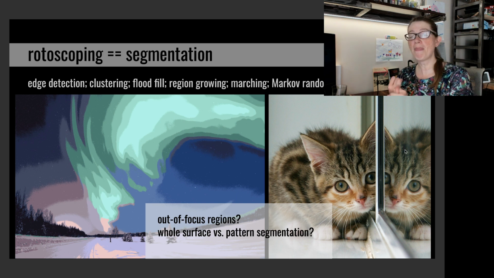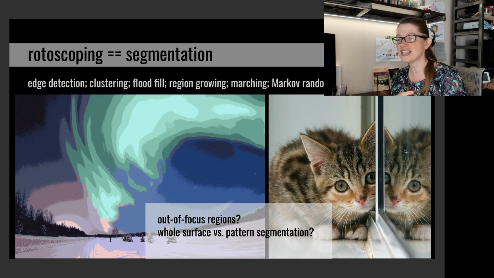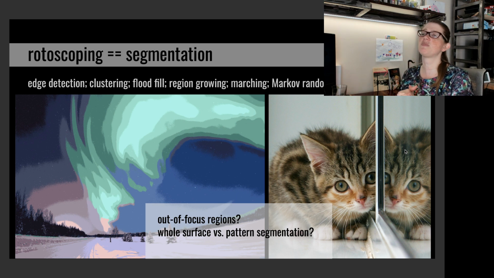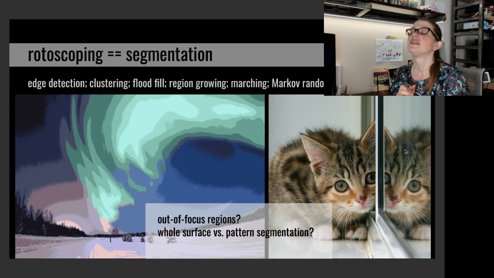So you've got patterns that cause problems, out of focus regions that cause problems for rotoscoping. You've got problems arising from reflections. You've got problems arising from transparencies and semi-transparent regions. This ends up getting done by a human or minimally aided by a computer, usually mostly done by a human.